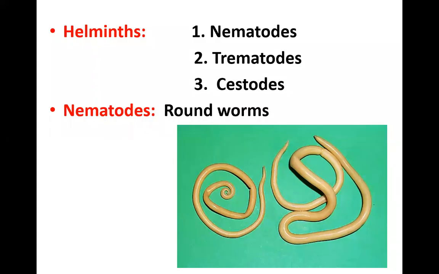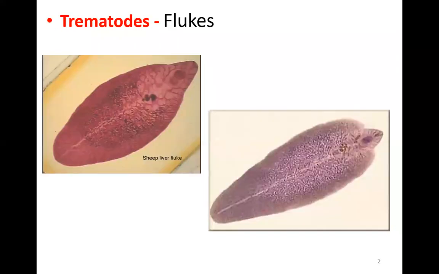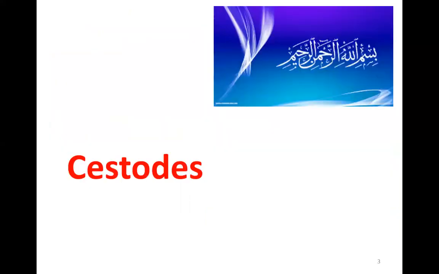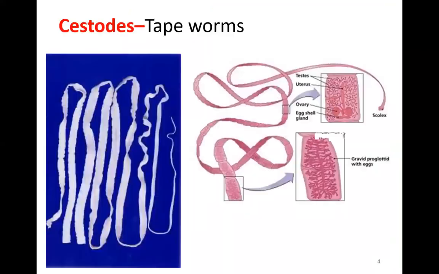Helminths have three classes of parasites: nematodes, trematodes, and cestodes. Nematodes are the long round worms. Trematodes, also called flukes, have a leaf-like structure. And the third one, cestodes, are long ribbon-like parasites, also called tapeworms.